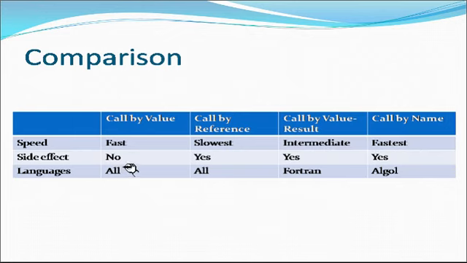Side effects: in call by value there is no side effect, but in all other methods there will be a side effect. And most of the languages support both call by value and call by reference. But a very old language like Fortran supports the call by value result method, and the language Algol has a provision for call by name.